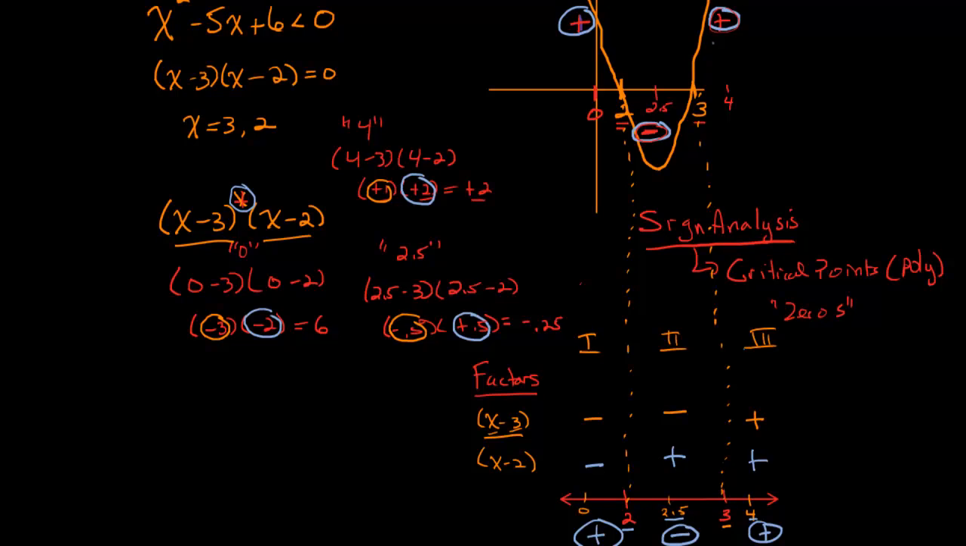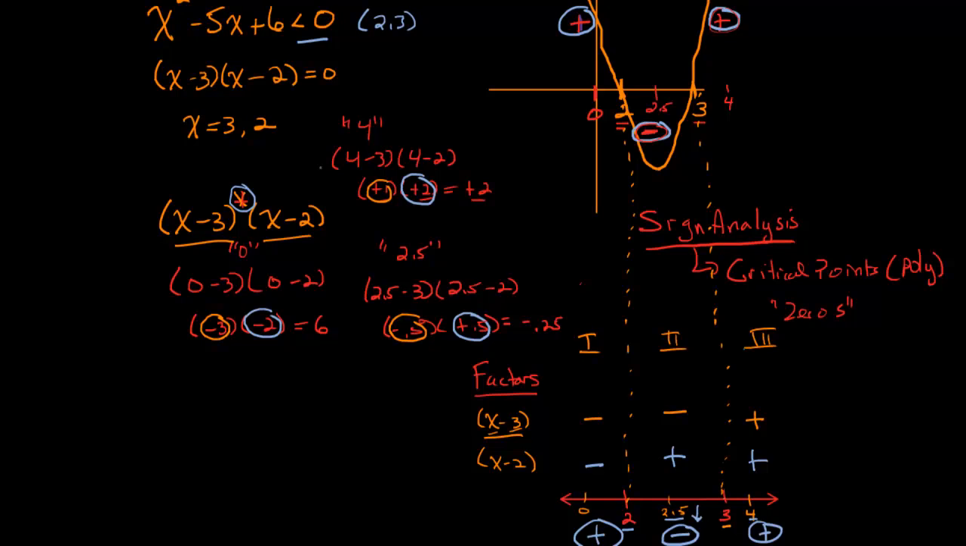So a sign analysis can be used to determine whether your graph is above the x-axis or below the x-axis, which is synonymous with where the graph is positive or negative. Now answering these inequalities is very simple. X squared minus 5x plus 6, where is it less than 0? That is the same thing as saying, where is this graph negative? And it's negative between 2 and 3, non-inclusive because of the less than sign.